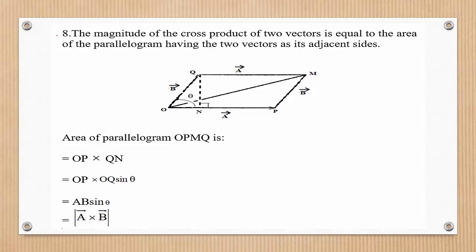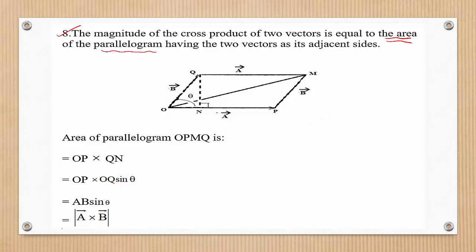Then last property: the magnitude of cross product of two vectors is equal to area of parallelogram. This sentence is very important. Cross product of two vectors is equivalent to area of the parallelogram. Area of the parallelogram means what? Base into height, having two vectors as its adjacent sides.